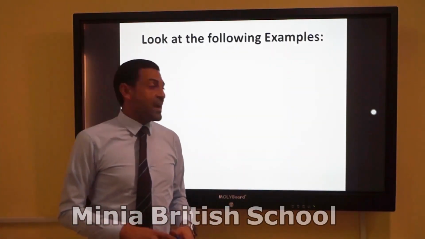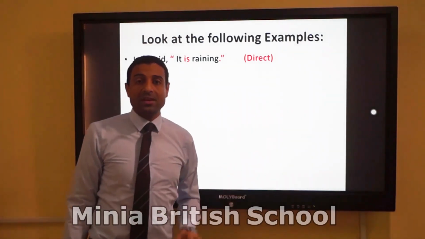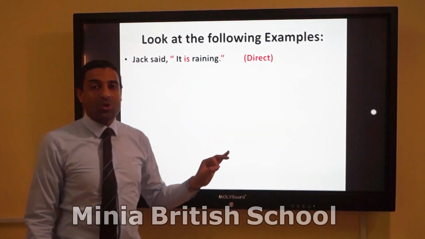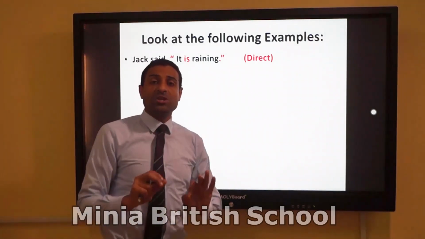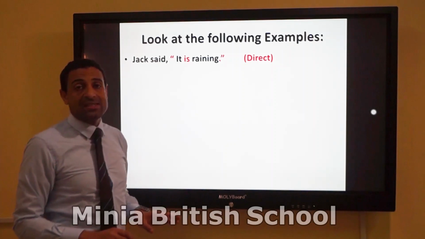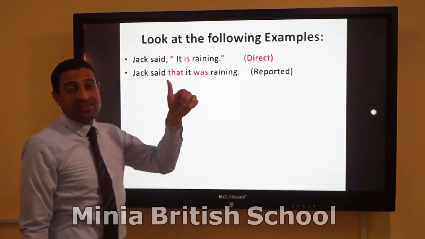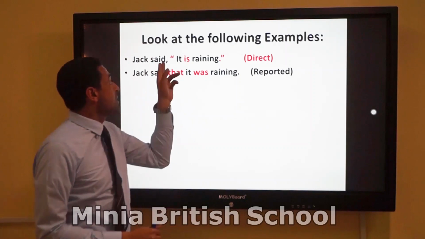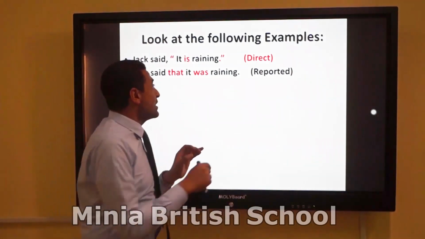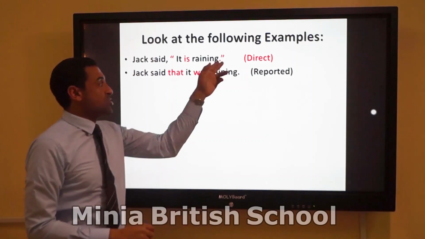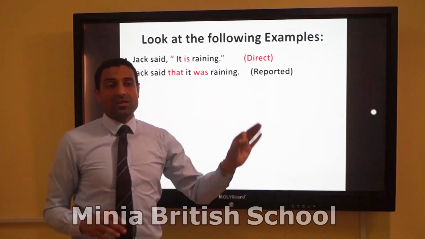First, I want you to look at these examples. Read the sentence: Jack said, "It's raining." What can you see exactly in this sentence? I can see something very important in punctuation: speech marks. Jack said, comma, then I start speech marks, it's raining. What Jack said is written between these two speech marks. We call this form direct speech.